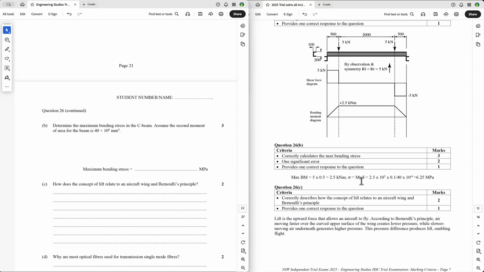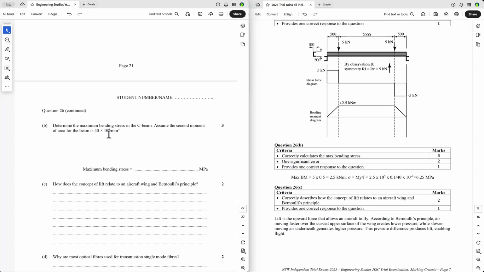And sigma equals My on I, which is given in your formula sheet. And so the bending moment is 2.5 times 10 cubed, because it's kilo, multiplied by 0.1. Now this 0.1 is the outermost fibre stress from the neutral axis. So this is a symmetrical beam, and so therefore the axis of symmetry goes through the centre, and the largest distance of the outermost fibre is the same on both sides, so it's 100. So you've got to multiply that by 0.1, bring it to meters, divided by the second moment of area.